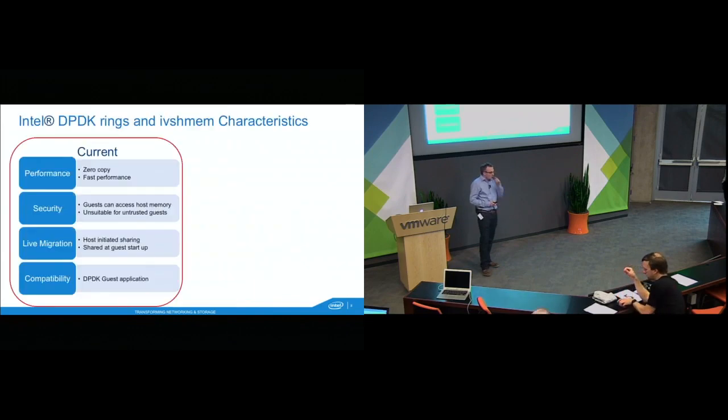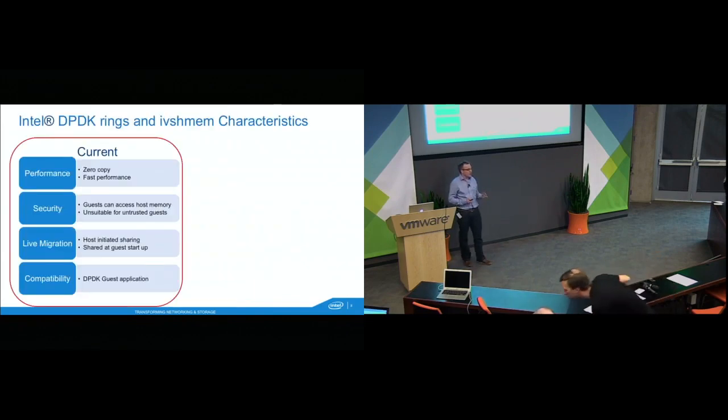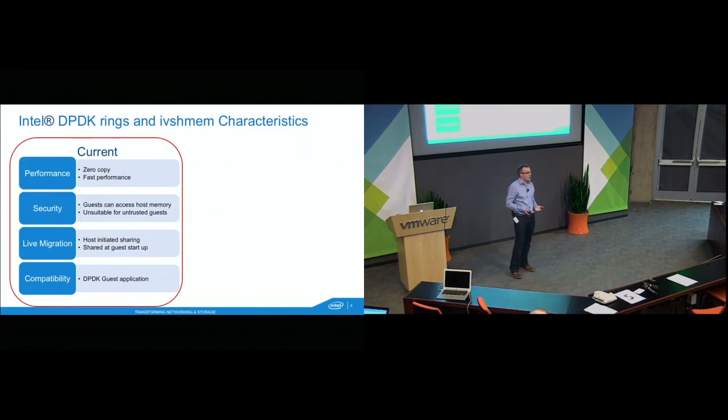Okay. So let's have a look at the kind of characteristics of using DPDK rings and IV shared memory. So in terms of performance, it's very, very fast. There are no copies involved. It's just purely shared memory. The only thing you're using is the rings, and they're extremely efficient.